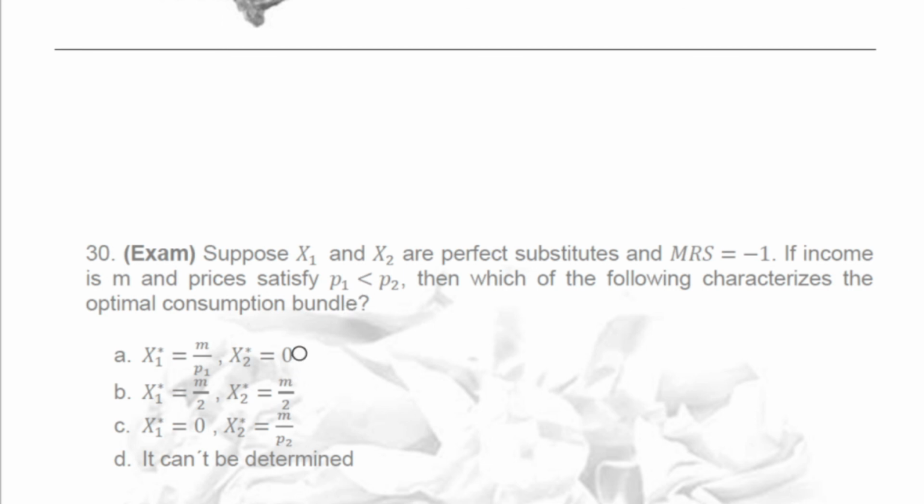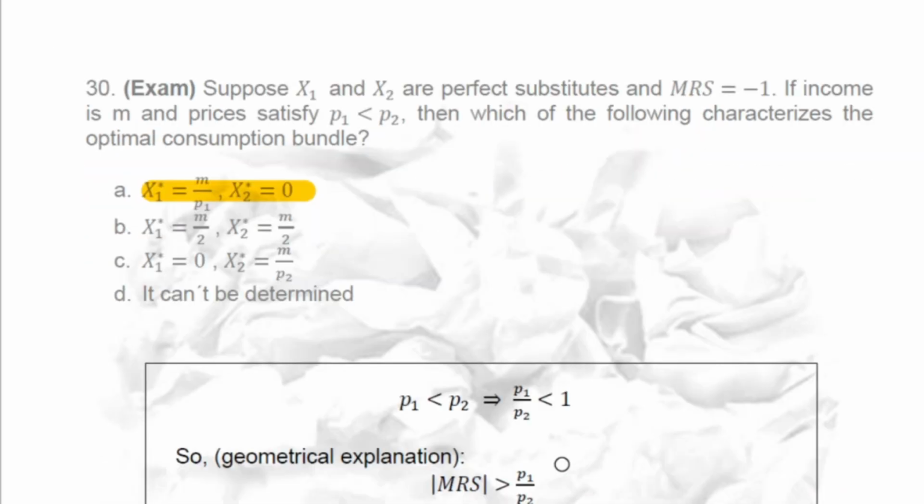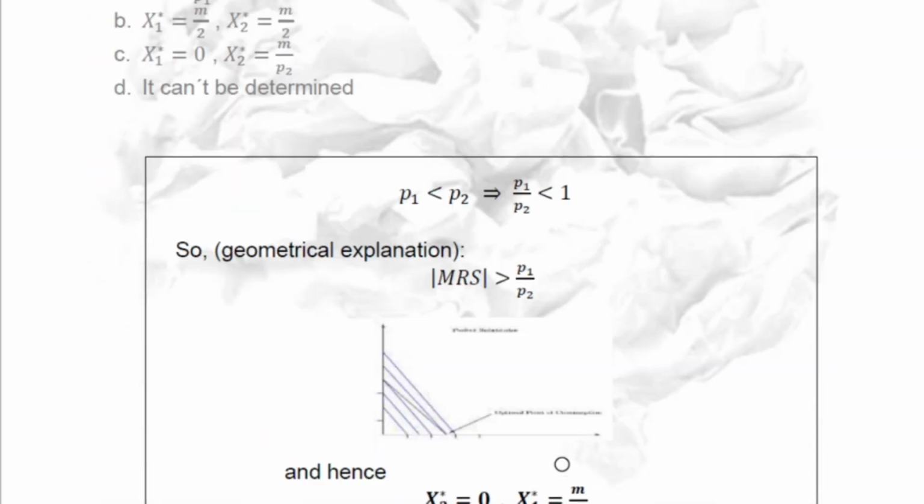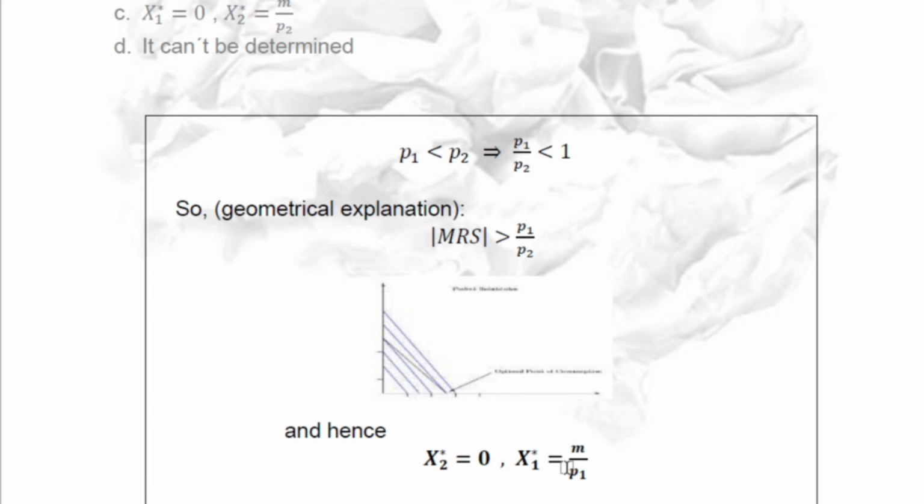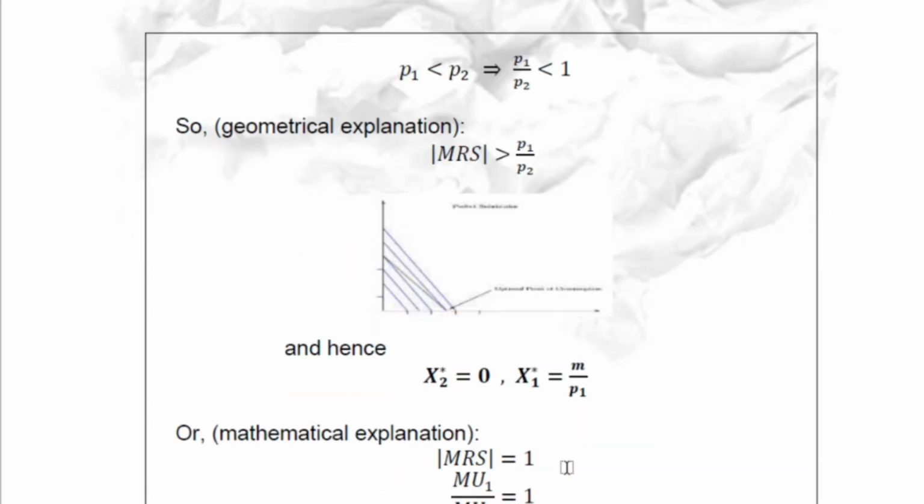So how much? We know that M divided by P1 is the intersection point at the x-axis, and so this is the correct one. Clearly, this is the explanation, but I think it's not necessary here. I will leave you some seconds to look at it, but well, it's not necessary. It's very easy.